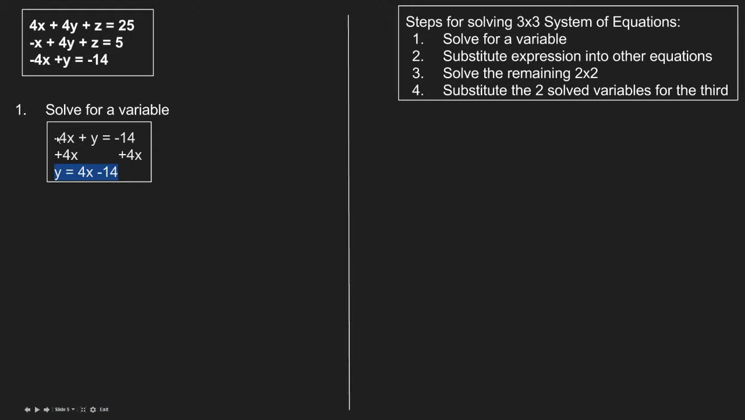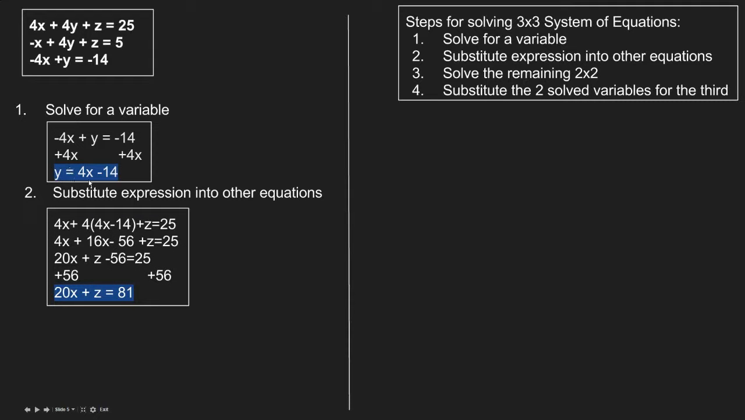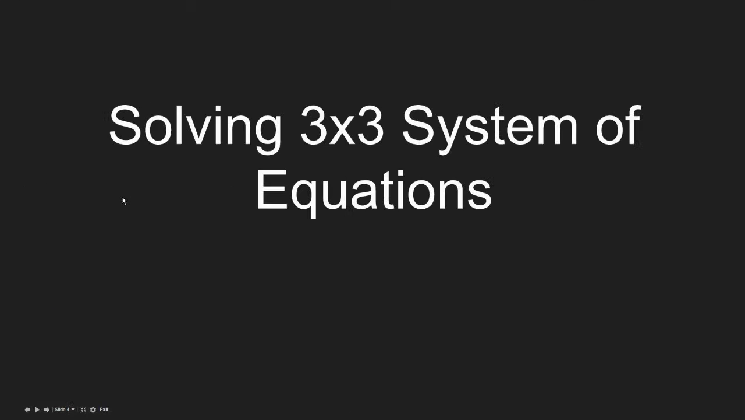So you're going to take your equation, add 4x to both sides. The 4x and the negative 4x cancel out. And so then you get y equals 4x minus 14. So now you're going to substitute this into the other equations, and you'll substitute what you got in for y. So in the very top equation, 4x plus 4, this would have been y, except we're substituting it in now with 4x minus 14. So plus 4 times 4x minus 14.